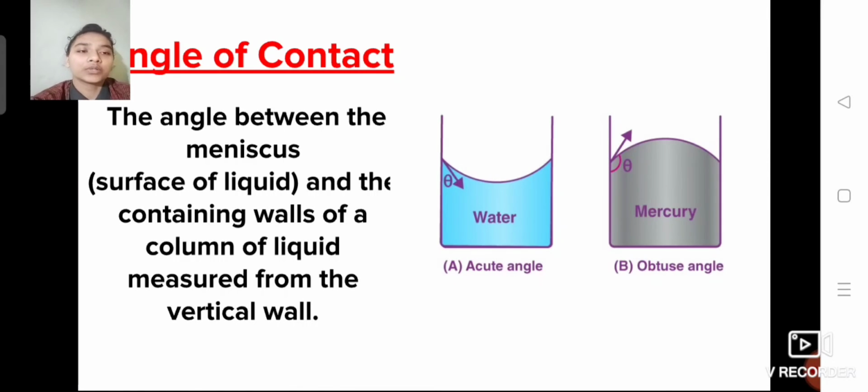I need to tell you that the angle of contact for water is less than 90 degrees, which is an acute angle, and the angle of contact for mercury is more than 90 degrees, which is an obtuse angle.